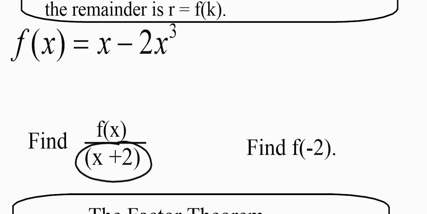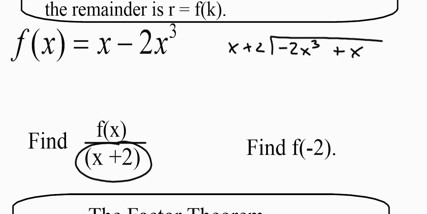Essentially, we would write this right here: we're dividing x plus 2 into negative 2x cubed plus x. That's what we're asking to do. We can use long division, and we can use synthetic division. I'm going to show both ways. If we're using long division, make sure that we have enough zeros, so we have 0 here, plus x. Fill in any missing terms with zeros.